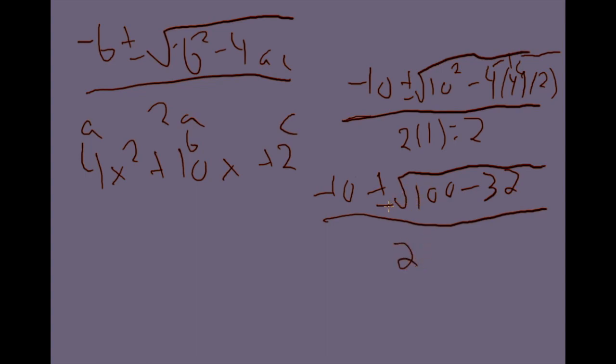All right, plus or minus the square root of 100 minus 32, that's going to be 68. Square root of 68. Which I'll enter into my calculator, which is about 8.25. Now we won't worry about sig figs here. Let me cross that out. It's going to be negative 10 plus or minus 8.25.